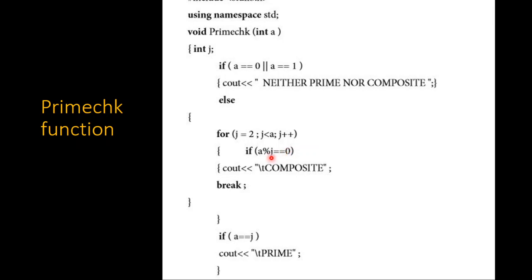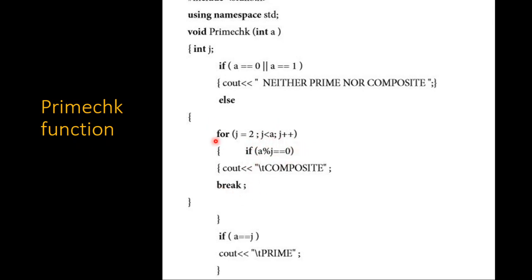That means there are some factors, so we say it is a composite number. Break will make the loop come out of this, that is the use of this break statement. When it is a composite number and divided by the particular variable, the remainder will be equal to 0, that means nothing will be left out. If it is a prime number, a remainder will be left. If it is composite, it won't leave a remainder; the remainder is 0.